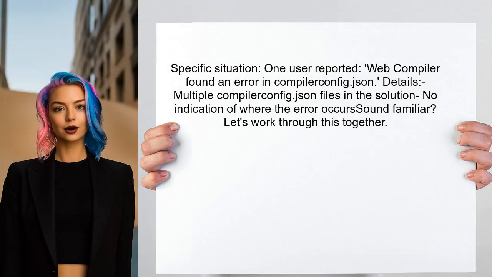Let's dive into the specific situation we're addressing today. One user recently reported that while trying to recompile all files in their solution using Visual Studio 2017, they received the error message, "Web compiler found an error in compilerconfig.json." They mentioned that there are multiple compilerconfig.json files in their solution, and there's no indication of where the error occurs. Sound familiar? Let's work through this together.